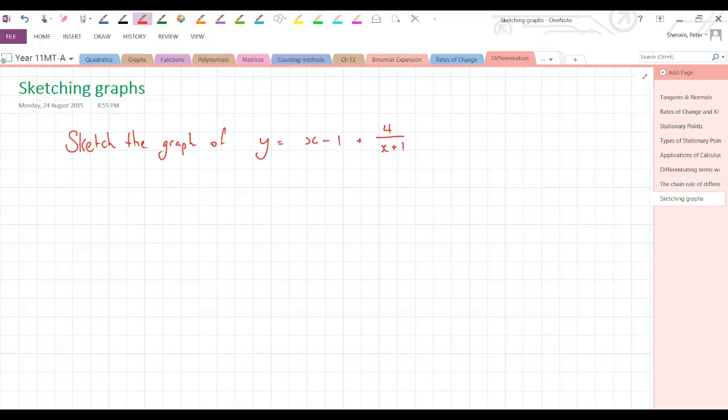Okay, we're going to take a look now at sketching graphs. We're going to use differentiation, but we're going to use a few other things as well. Let's have a look at this example here. Sketch the graph of y equals x minus 1 plus 4 over x plus 1.